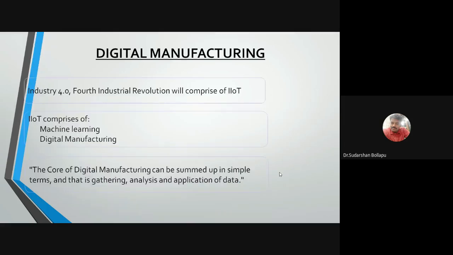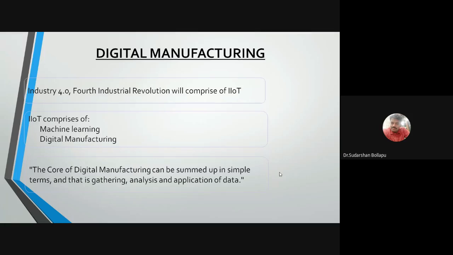Coming to this digital manufacturing era, before that, let me introduce what manufacturing is and how it has turned into digital manufacturing. For the last 3 years, the corporate sector has been looking for smart manufacturing. That includes Industry 4.0, now progressing to Industry 5.0. Industry 4.0, the fourth industrial revolution, comprises IIoT, the industrial internet of things, machine learning and digital manufacturing.